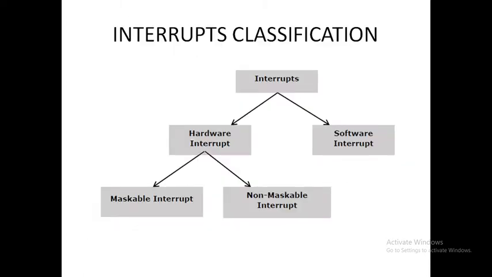So interrupts are basically of two types, hardware interrupt and software interrupt. And hardware interrupt is again of two types, maskable interrupt and non-maskable interrupt. Maskable, what is the meaning of maskable? That is, that interrupt can be controlled, and non-maskable, that is uncontrolled. When an interrupt occurs, that means you have to stop the previous program.